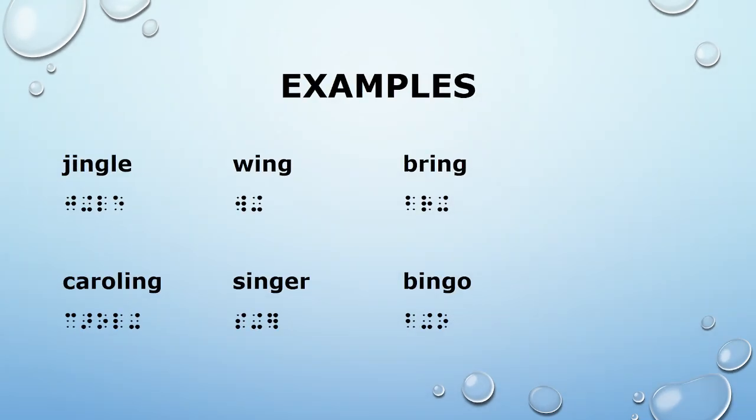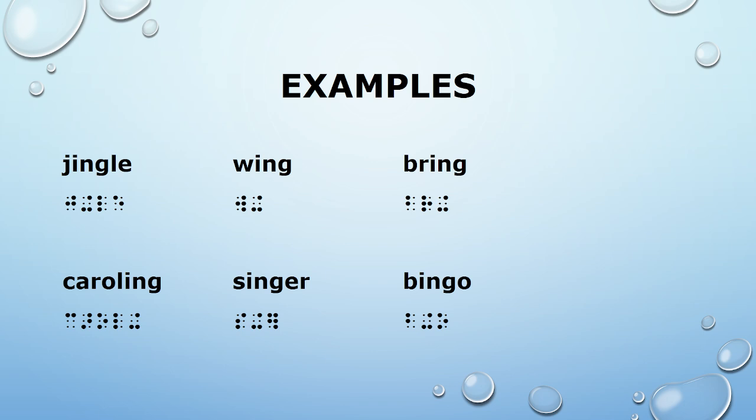We have jingle. ing is at the middle of the word jingle. And remember the rule that I said earlier, the contraction for ing cannot be used at the beginning of a word. So we have here jingle. We write J and then the contraction for ing. That's 3, 4, and 6. And then letters L and E.